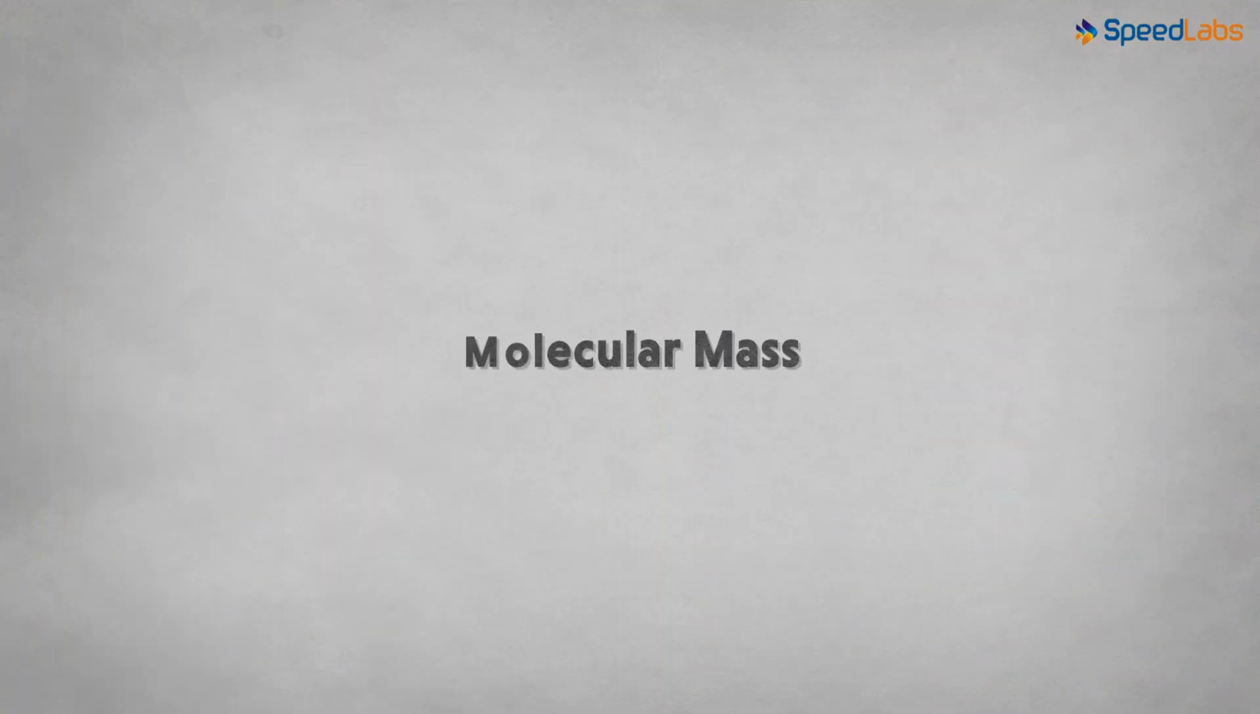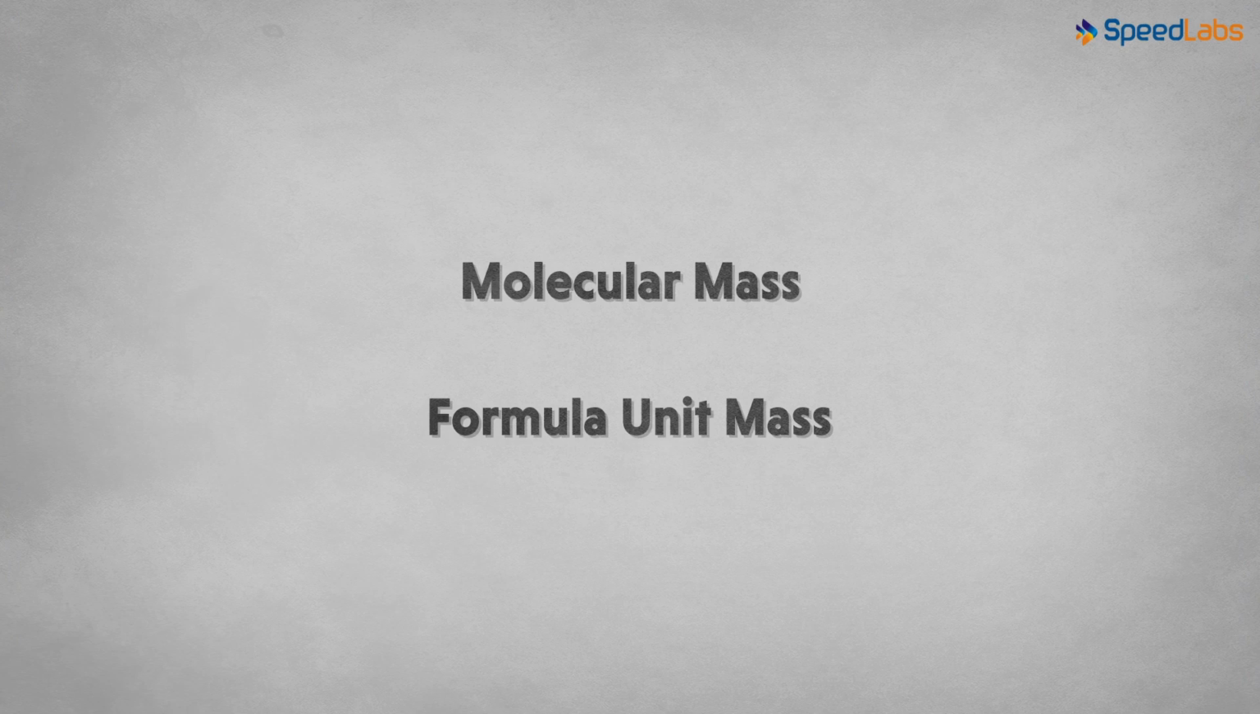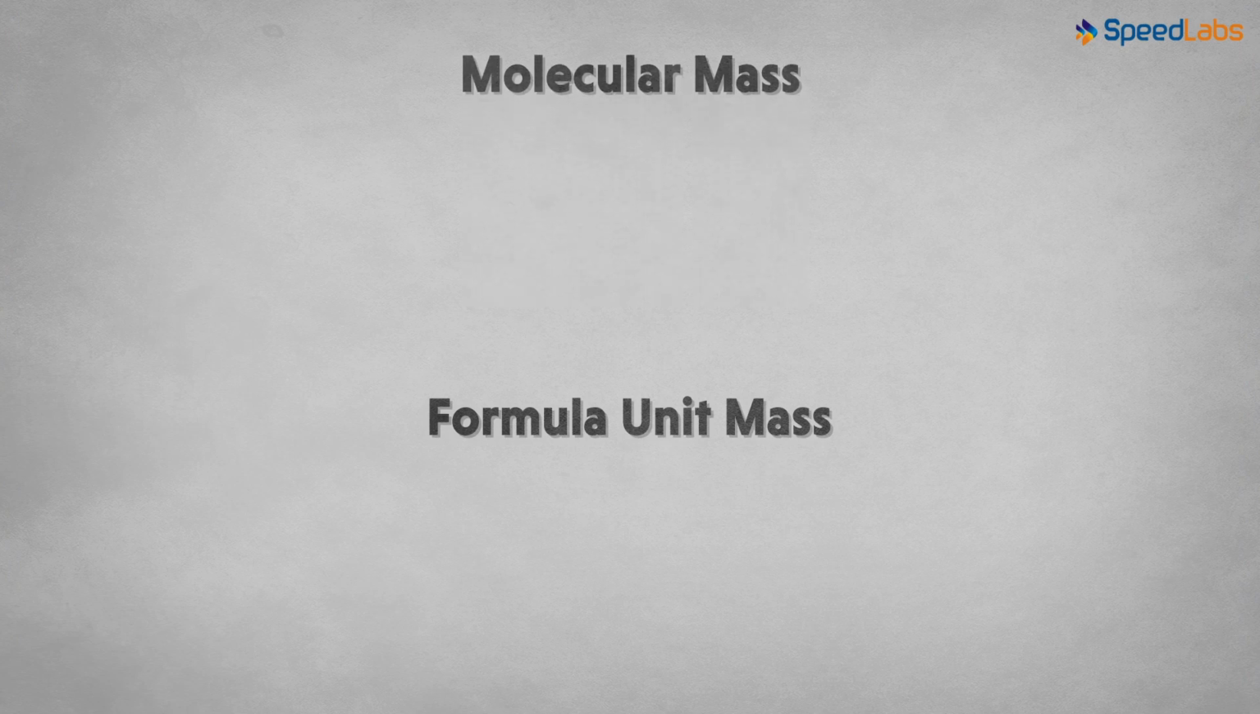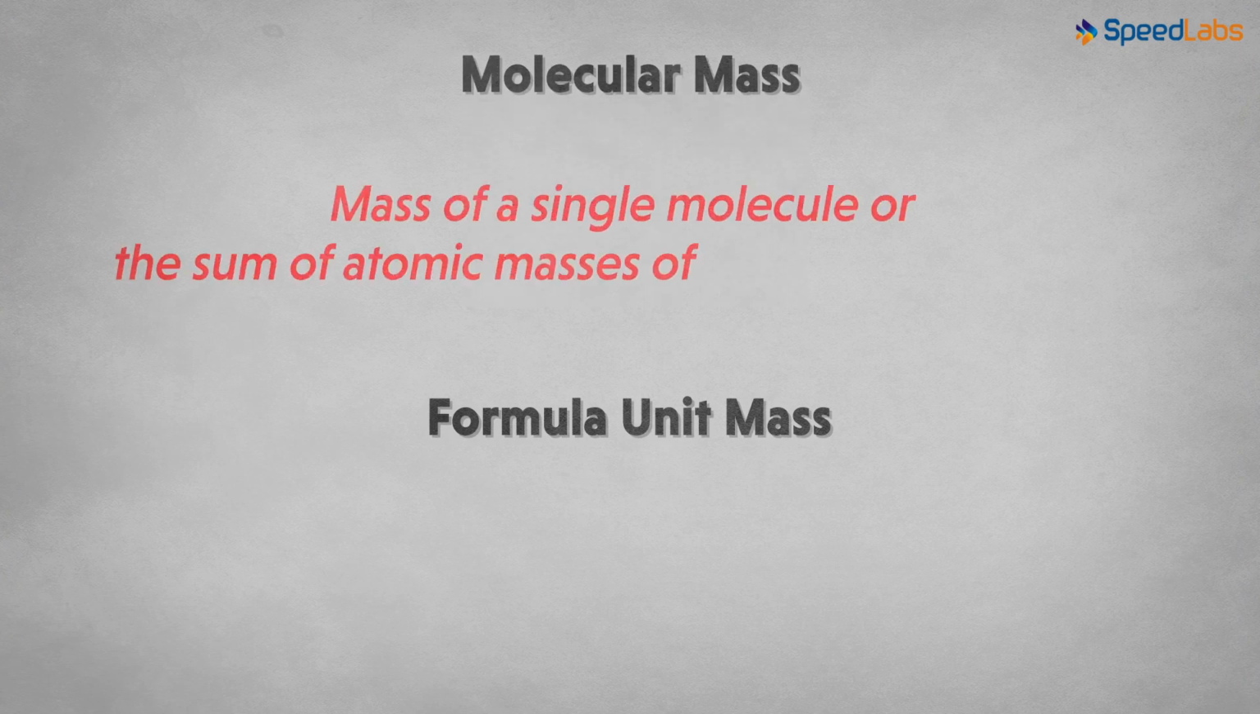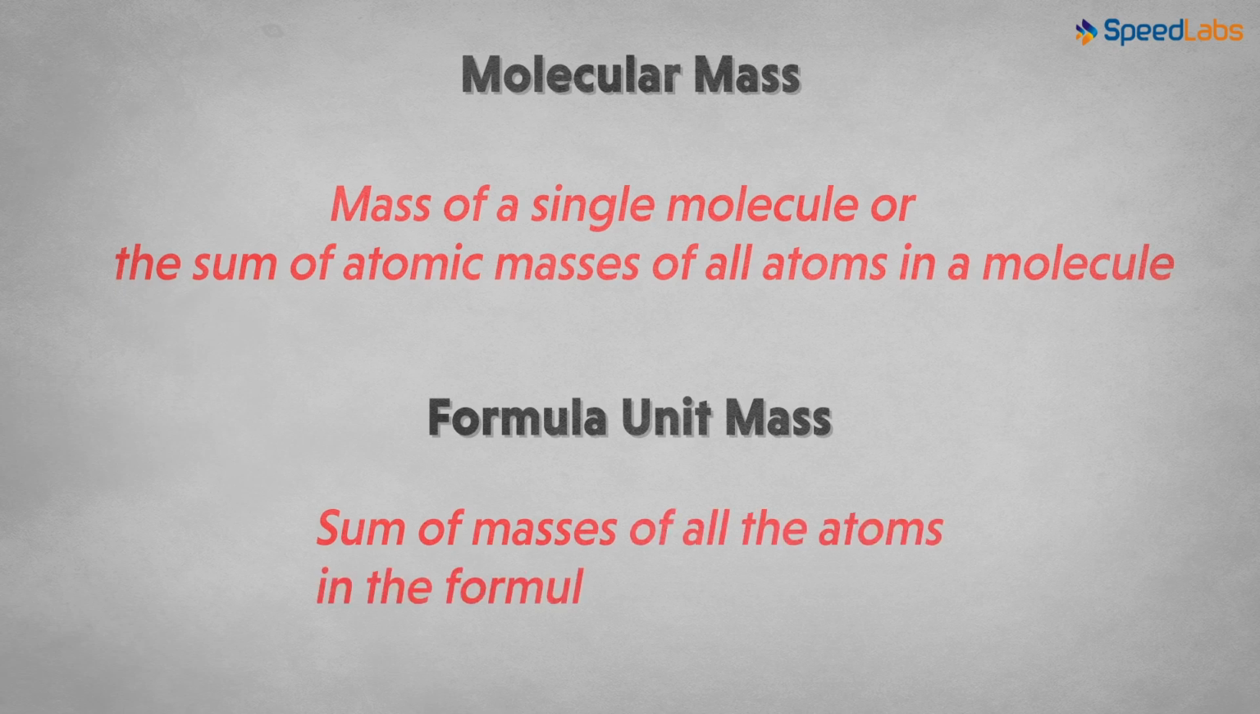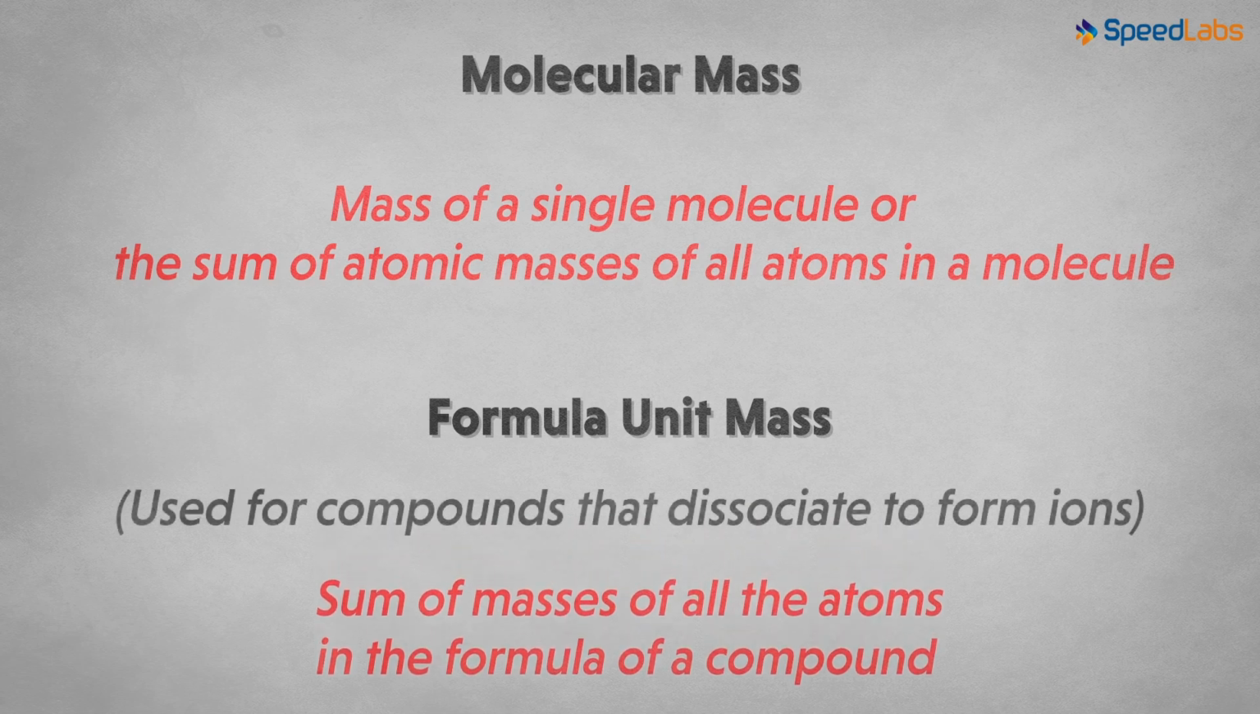This was about molecular mass and formula unit mass. Molecular mass, that is the mass of a single molecule or the sum of atomic masses of all atoms in a molecule. Formula unit mass is also the sum of masses of all the atoms in the formula of a compound. However, the only difference is that formula unit mass is used for compounds that dissociate to form ions.